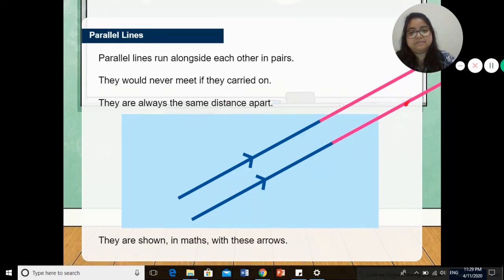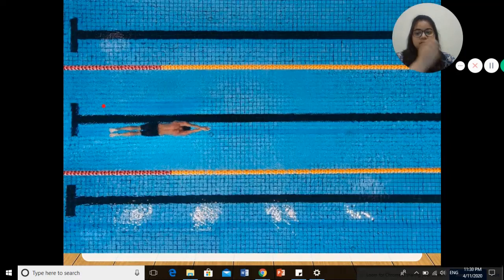So three conditions are important to call any two lines parallel. First thing, they run alongside each other in pairs. Then they would never meet if they carried on. And the third is they always are the same distance apart.